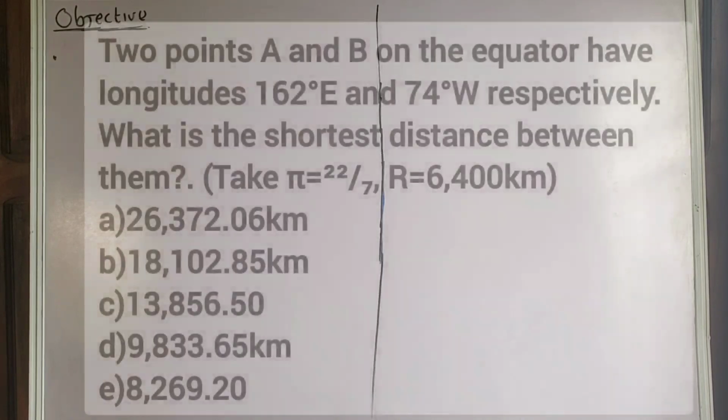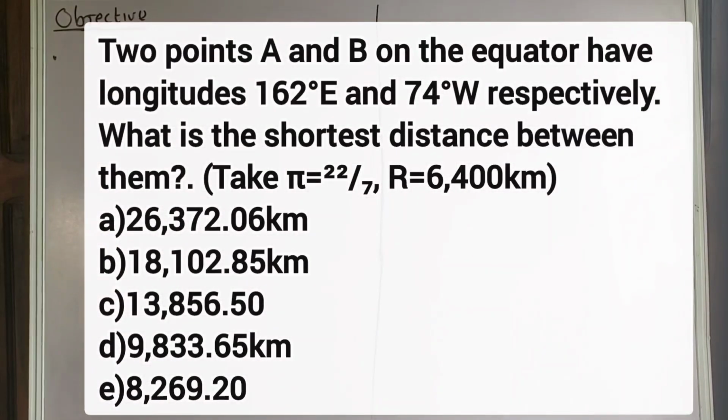Two points A and B on the equator have longitude 162 degrees east and 74 degrees west, respectively. What is the shortest distance between them? Take pi equals 22/7 and radius R equals 6,400 kilometers.